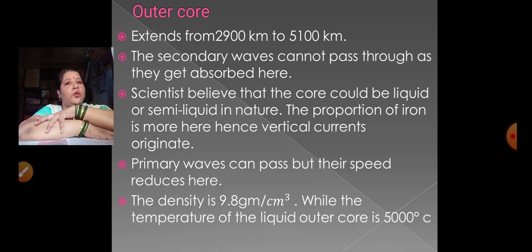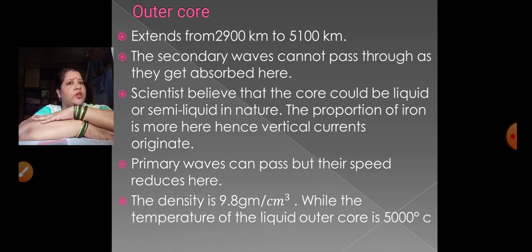Firstly, we'll talk about the outer core. The outer core extends from 2900 kilometers to 5100 kilometers. Then, here in this outer core, the secondary waves cannot pass. They are absorbed in the outer core.